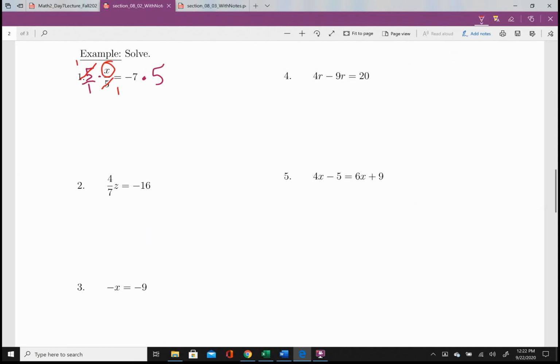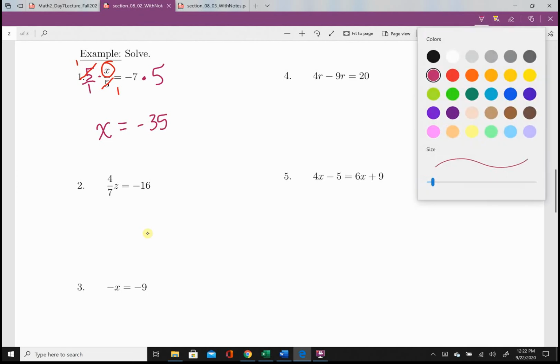So now you're just going to get an x on the left-hand side as desired, which is going to leave you with x equals what? What's negative 7 times a positive 5? Negative 35. And that's it for that one.